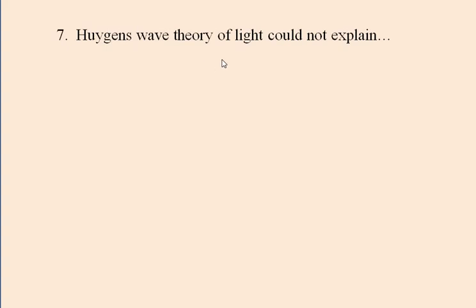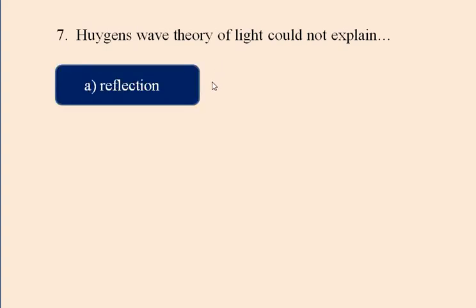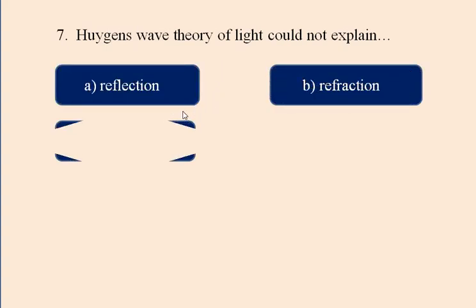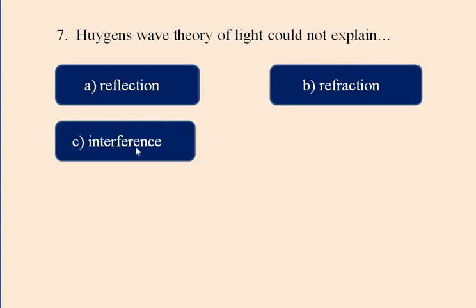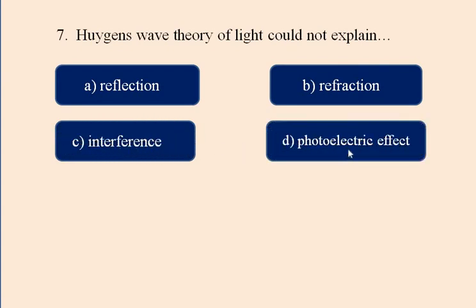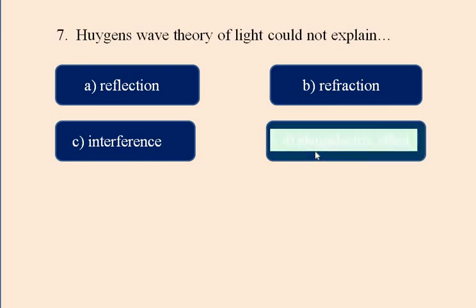Huygens wave theory of light could not explain: first option, reflection; second option, refraction; third option, interference; and fourth option, photoelectric effect. Reflection, refraction and interference are light phenomena related to the Huygens wave theory of light, and the photoelectric effect is an experiment that explains the particle nature of light. So the correct answer is the photoelectric effect.